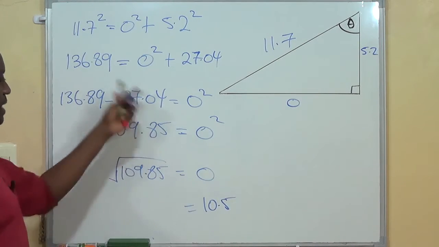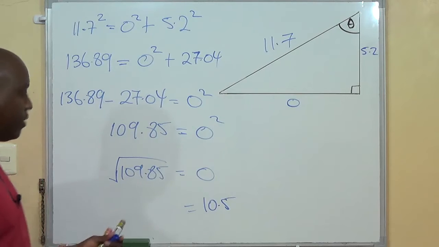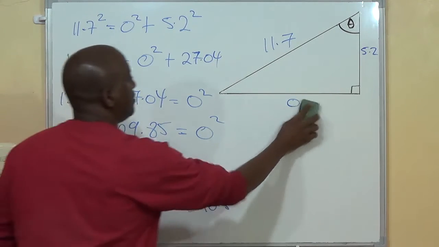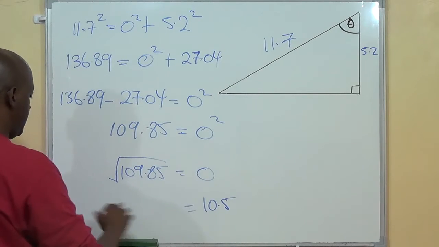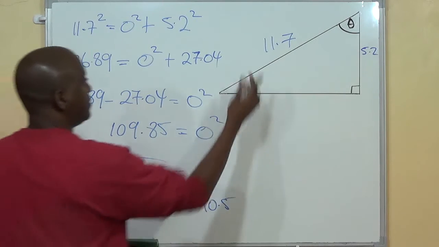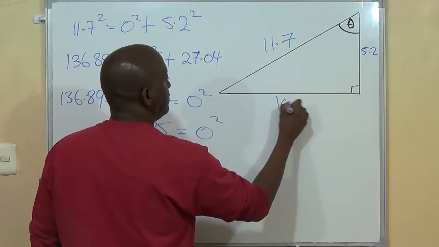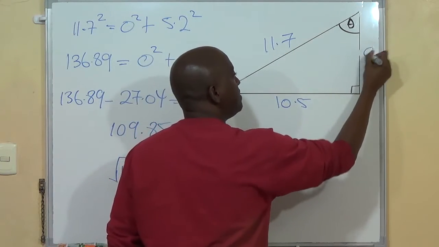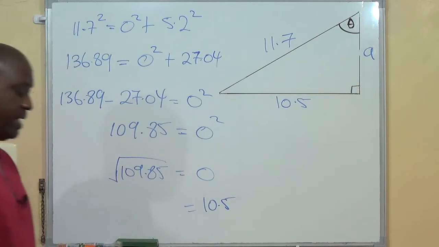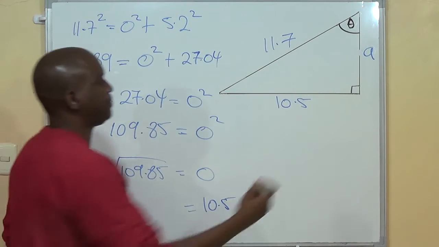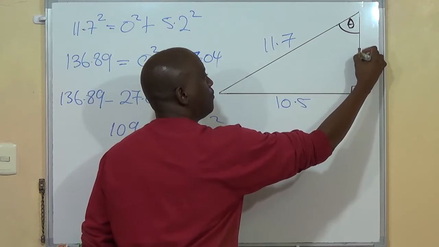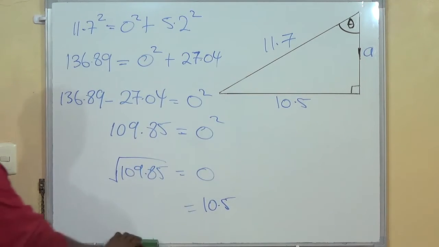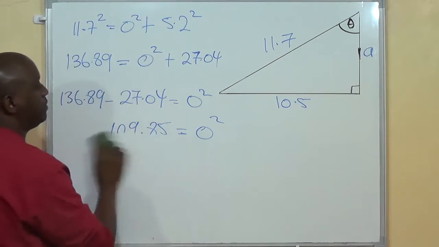Right? You get the same 10.5. And of course, we're going to flip the script again, and instead of the opposite side, we're now trying to find the adjacent side. So if we had this and this, 10.5, and we didn't know what this side was, right? That is the adjacent side. So we go through the same procedure that we just went through.